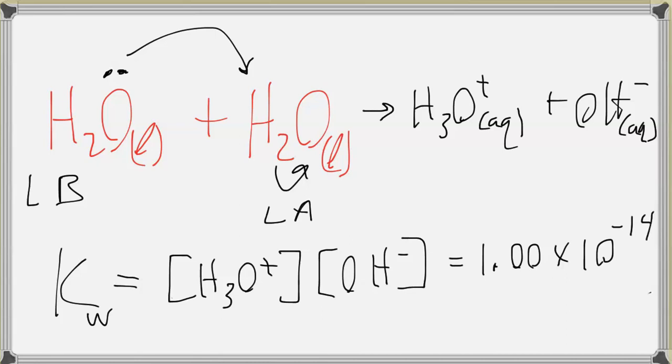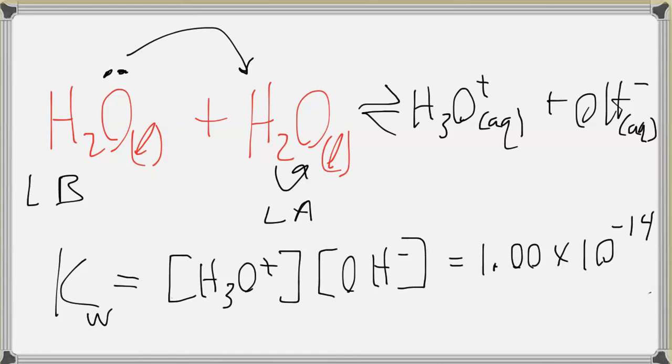Okay, so what does that tell you? Well, this is really an equilibrium, and it lies heavily to the left, right? You don't make a lot of products. So this autoionization doesn't occur very often. It's very, very rare that it occurs, but it can occur every once in a while. And we measure it at room temperature. It's 1.00 times 10 to the minus 14th.